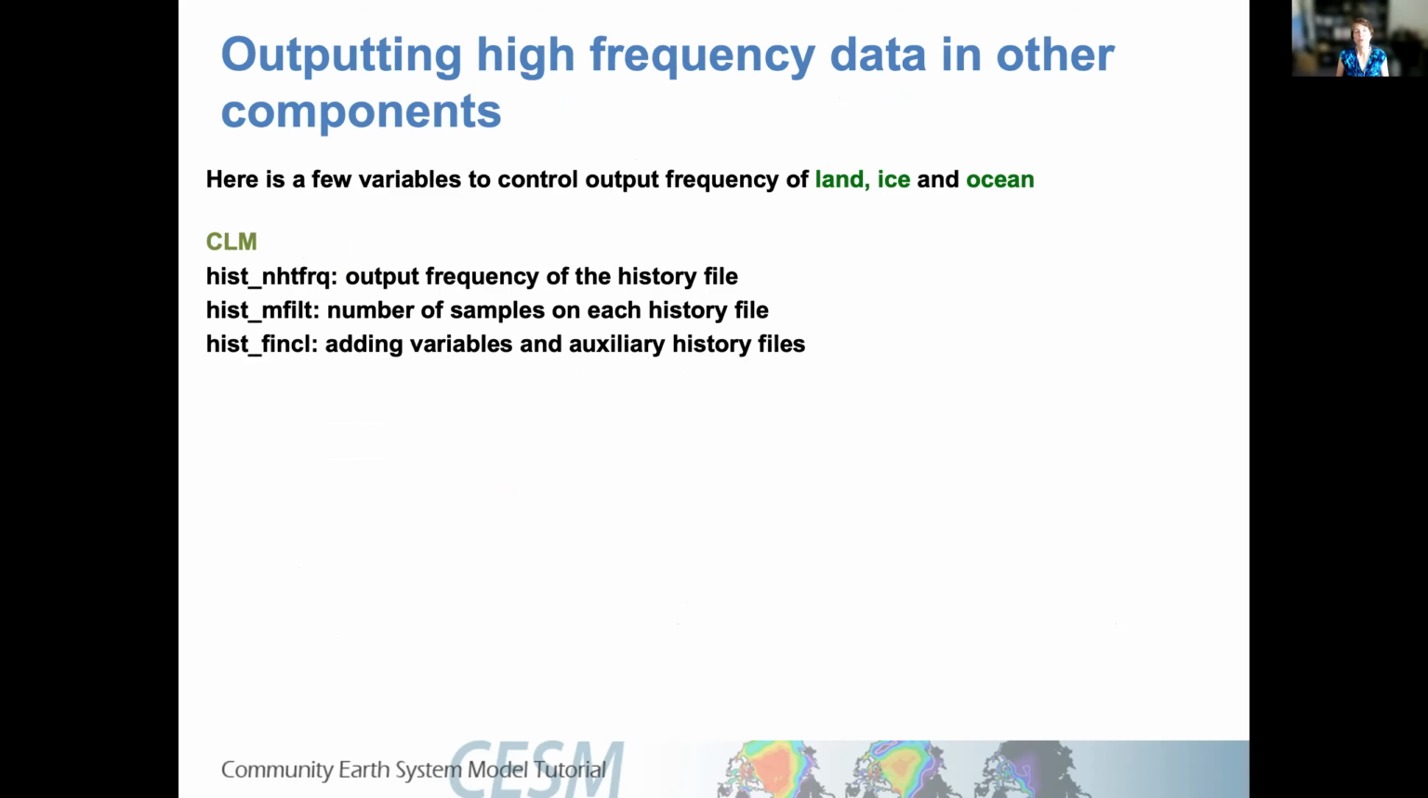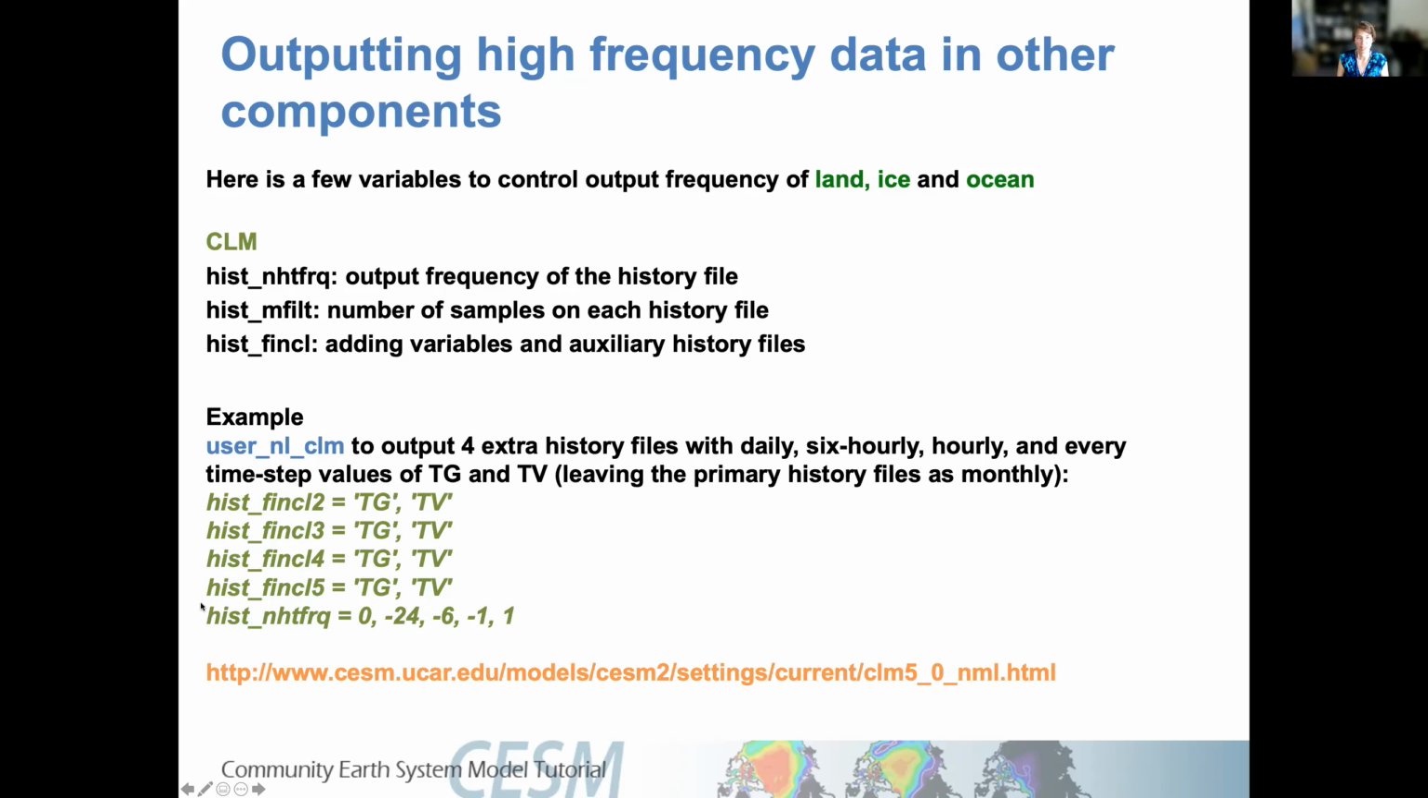And here I'm showing you, I'm not going to really cover this here, but I'm showing you how to do this for the other component. Then CLM has namelist variables that are very similar to CAM. There is an underscore in front, but you can recognize the NHT, FRQ, mfilt, and fincl. Then this is an example of how to output 4 extra history files with daily, 6-hourly, and hourly output for this variable.